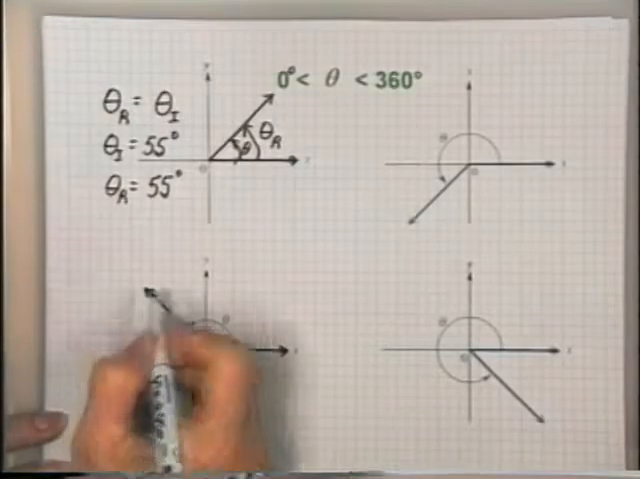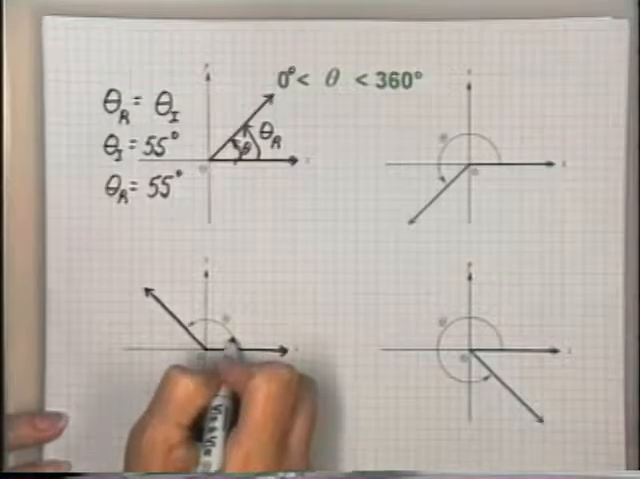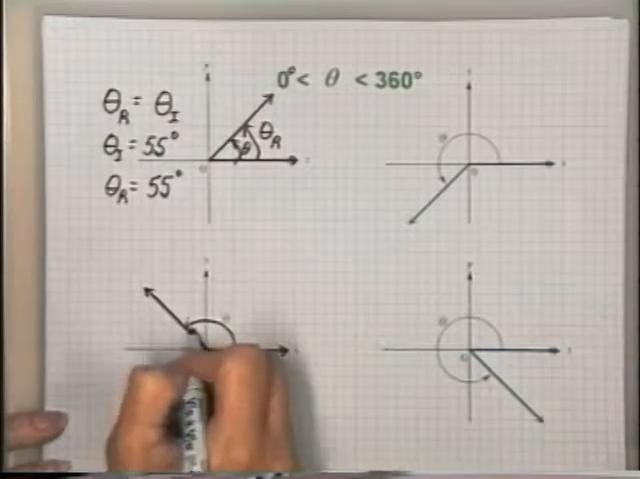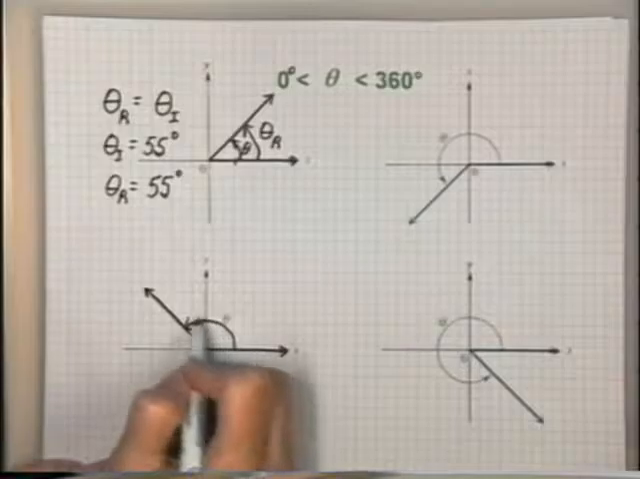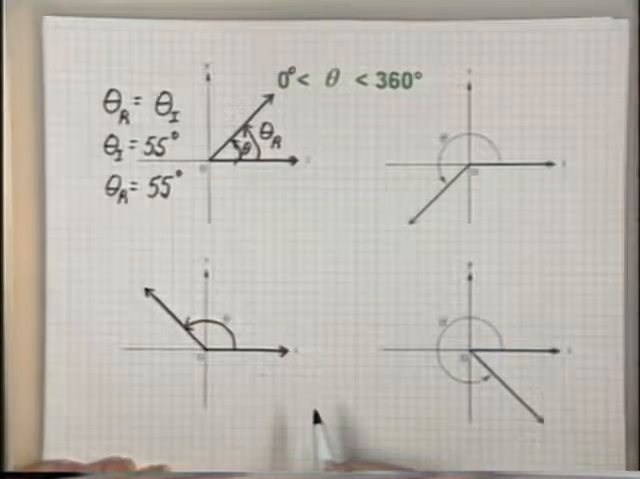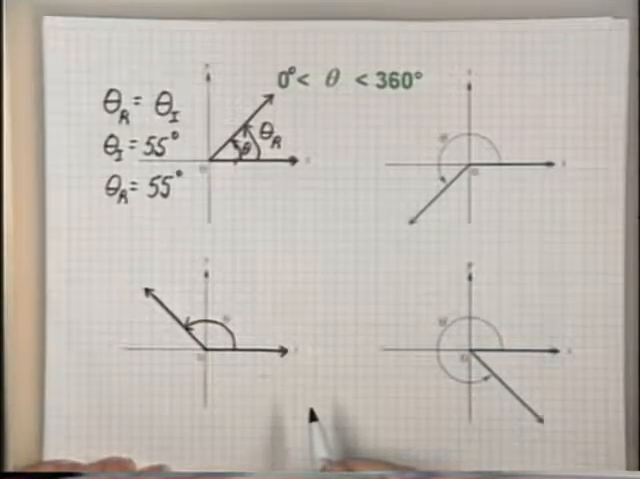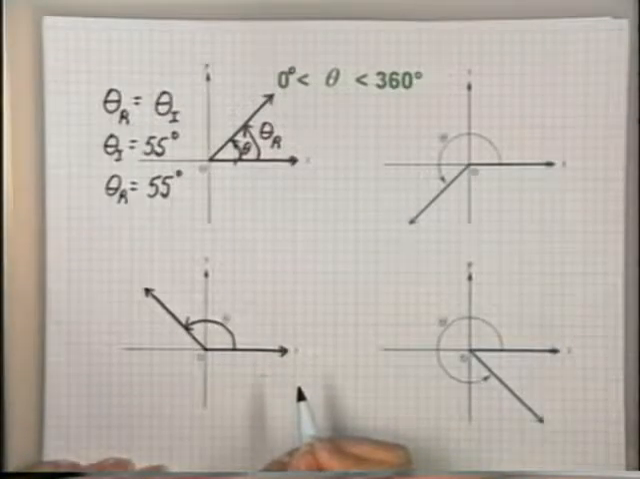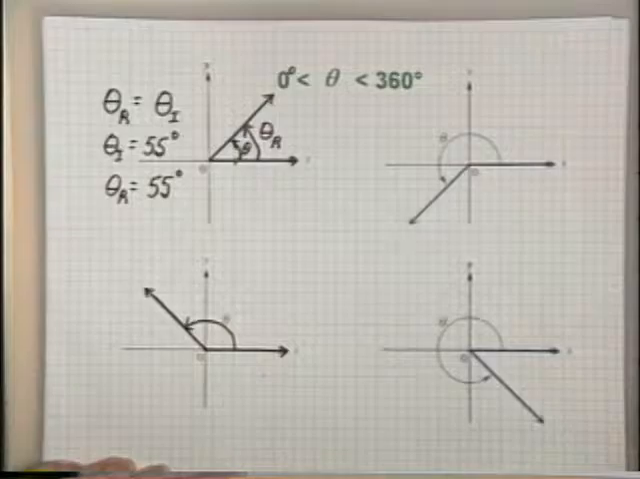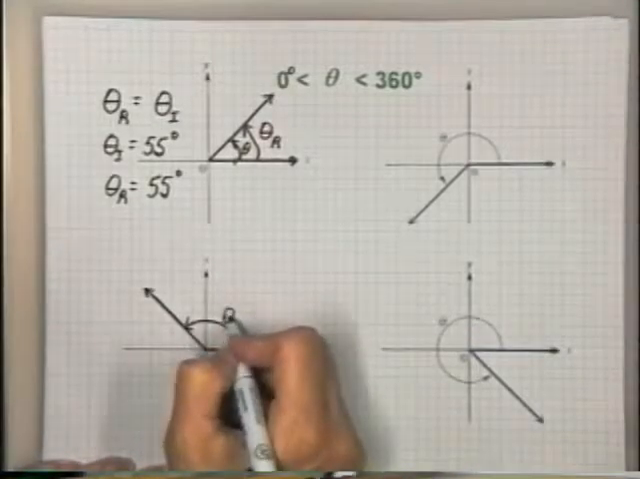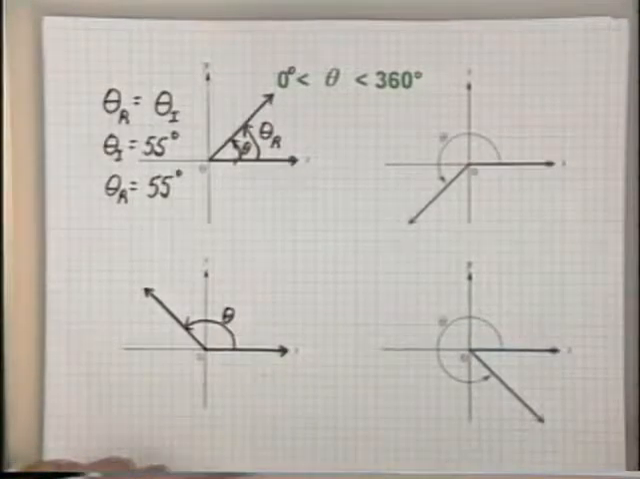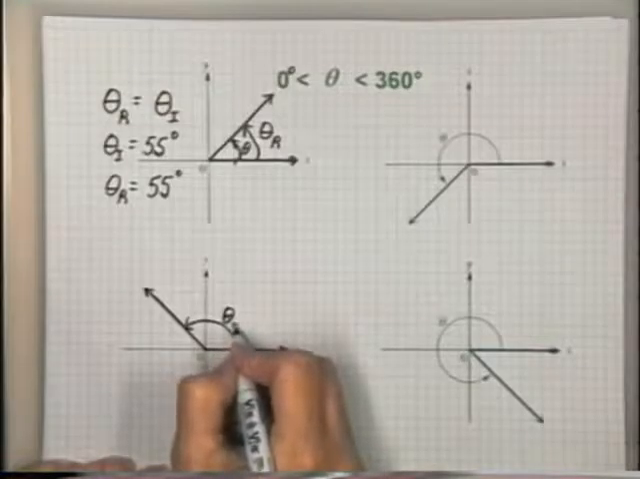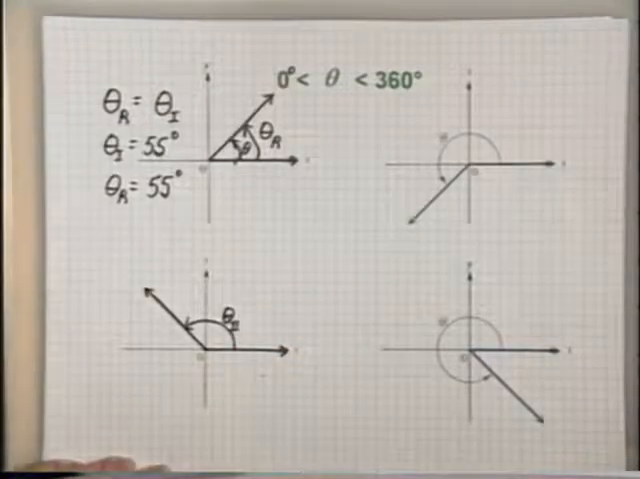Initial side, terminal side in second quadrant. There's my positive angle theta. I know that because the arc is in a counterclockwise direction. I'll label this theta so you can see that a little better, and I'll call this subscript Roman numeral 2 because its terminal side is in the second quadrant.